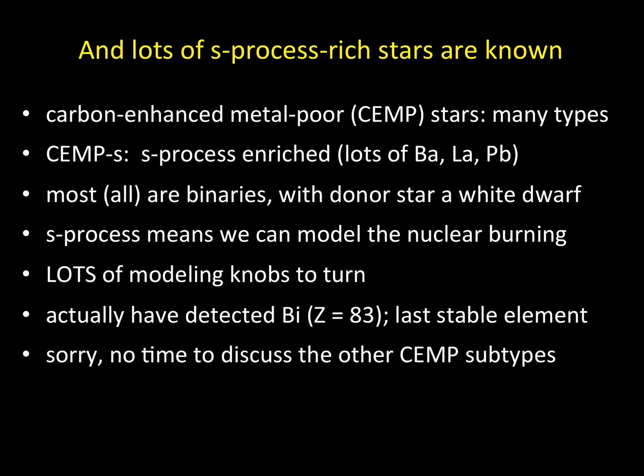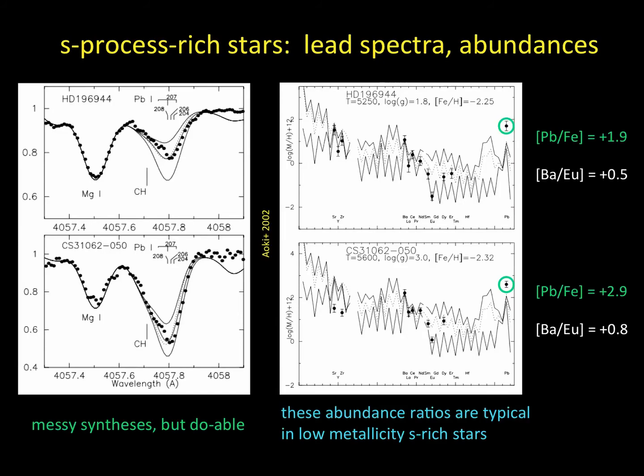There are some stars which are low metallicity, but they are showing clear enhancements of carbon and those neutron capture elements that are enhanced by the S process: barium, lanthanum, lead. Almost all of them are binaries. And here's what they look like. I gotta have a spectrum here.